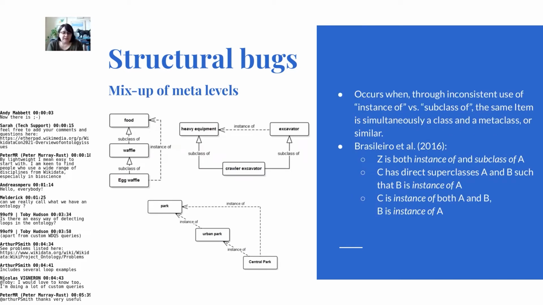Then another type of structural bug is a mix-up of meta levels. And this occurs when we inconsistently use instance of versus subclass of on the same item.